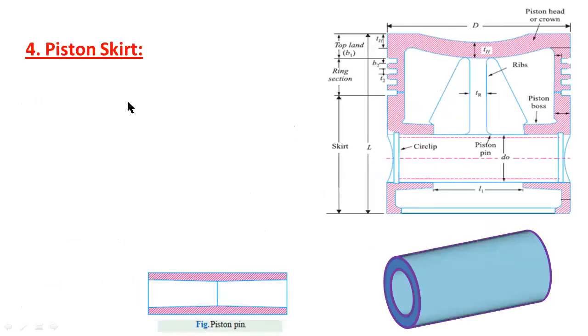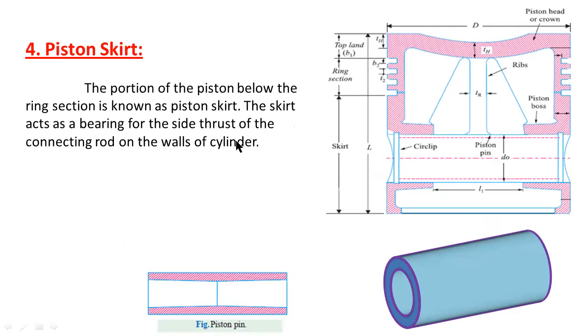Now another one is the piston skirt. This is the piston skirt. The lower portion of the piston rings is called the skirt. The portion of the piston below the ring section is known as the piston skirt. Ring section means compression rings and oil rings. The skirt acts as a bearing for the side thrust of the connecting rod on the walls of the cylinder.